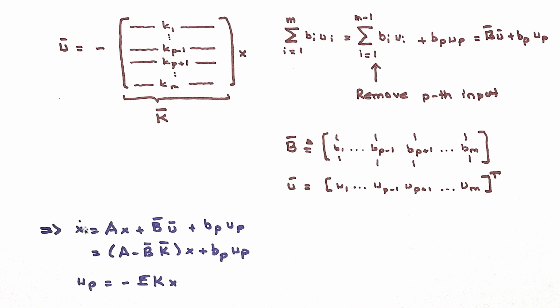Now the closed-loop system we have can be rewritten as x dot equals Ax plus B bar U bar plus BpUp. I am injecting control U bar here, where U bar is minus K bar x, multiplied by B bar. So using all of this, we have A minus B bar K bar, x. The other control channels, I am not breaking them. I am only going to break BpUp, so I am just keeping it here. And the Up control signal is minus EKx. So if you look at this, we kind of recovered the same formulation.